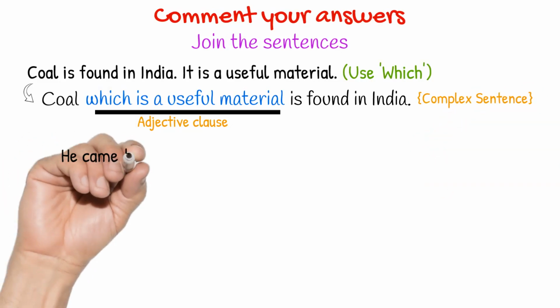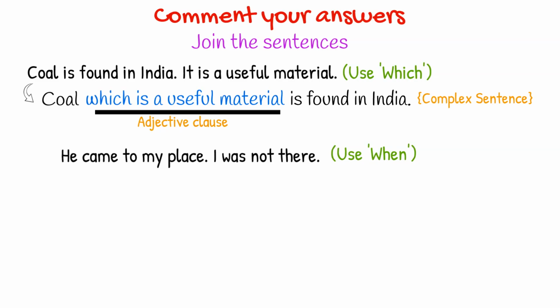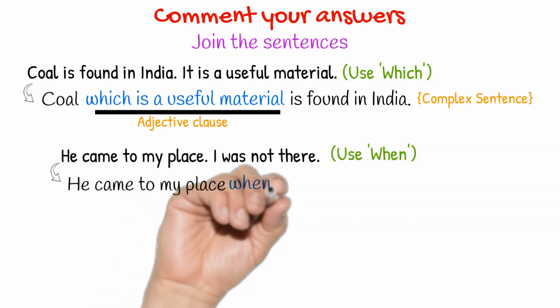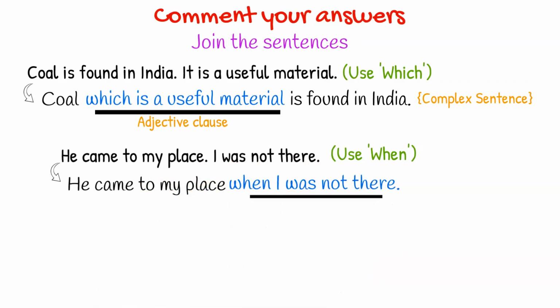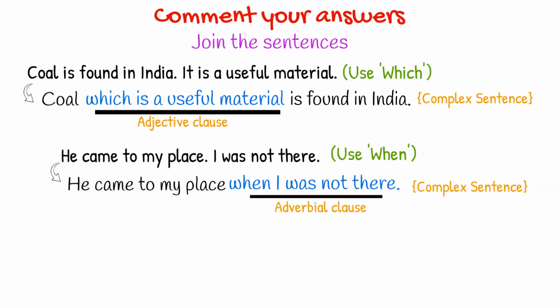Next. He came to my place. I was not there. You can use "when" to join these sentences. Please post your answer. He came to my place when I was not there. "When I was not there" is the adverbial clause. It modifies the finite verb "came". If one asked when did he come, the reply would be "when I was not there", so it is an adverbial clause. We join these simple sentences, and form a complex one.